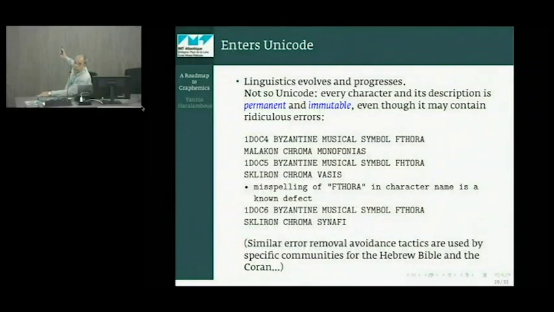We are in the table of Byzantine music, and you have about 15 characters, all called phthora, because phthora is going down in music. And phthora is always written like this, except for one case where it is written like that. So every sensible human being will tell you that this is a typo. And typos normally should be corrected. Not for Unicode. Unicode will leave it this way and say this misspelling of phthora is a known defect. So don't come and tell us there is an error, we know it.